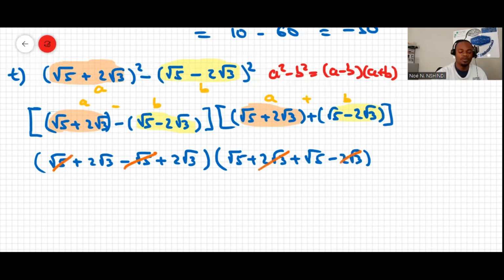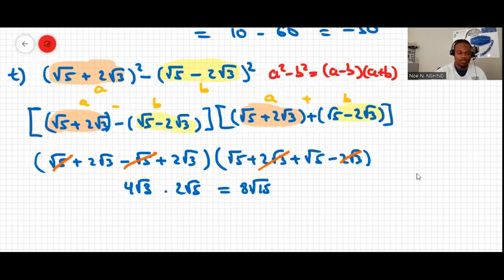Now, 2 root 5 plus 2 root 5, we can just do 2 plus 2, that makes 4. 2 root 3 plus 2 root 3 makes 4 root 3, multiplied by root 5 plus root 5 makes 2 root 5. And then this is just 4 times 2, which is 8. And then root 3 times root 5 makes root 15.